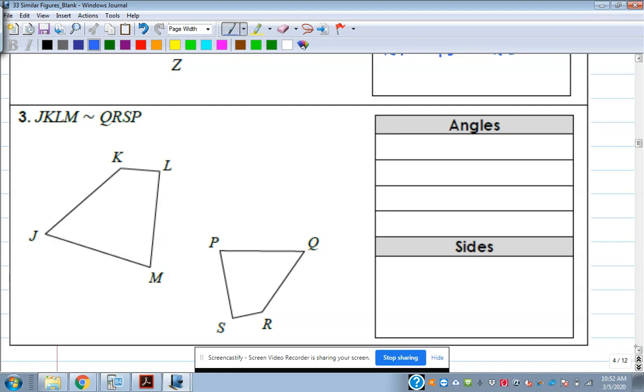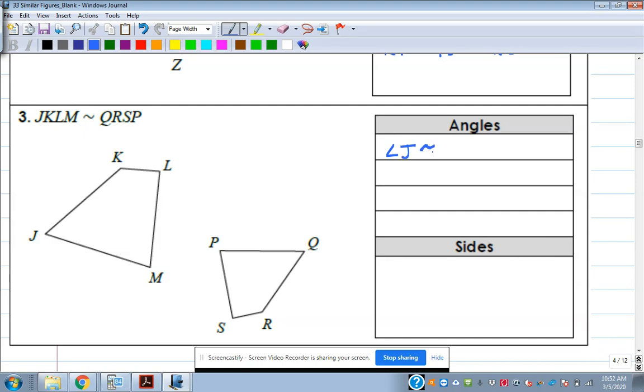Quadrilateral just means got four sides, and the statement says that JKLM is similar to QRSP. Bothers me that they put the P on the end instead of the front. Does that bother anybody else or just me? Probably just me. Okay. All right, so let's get the angles based on the similarity statement.